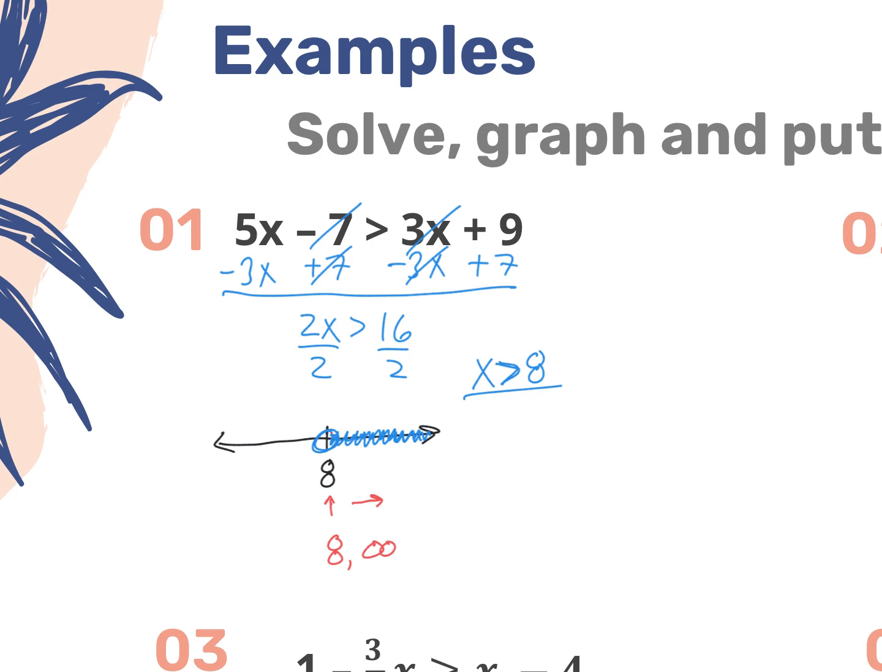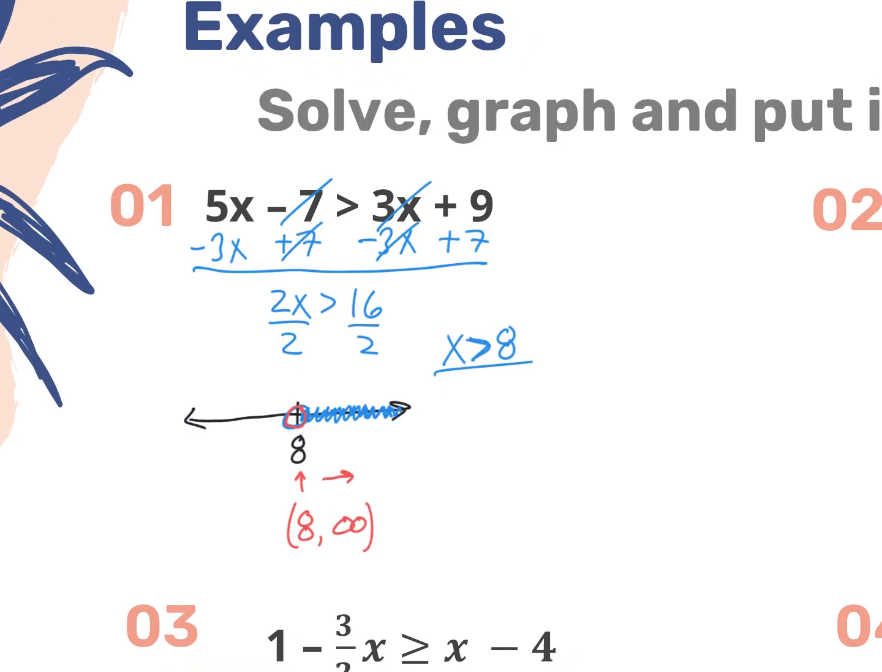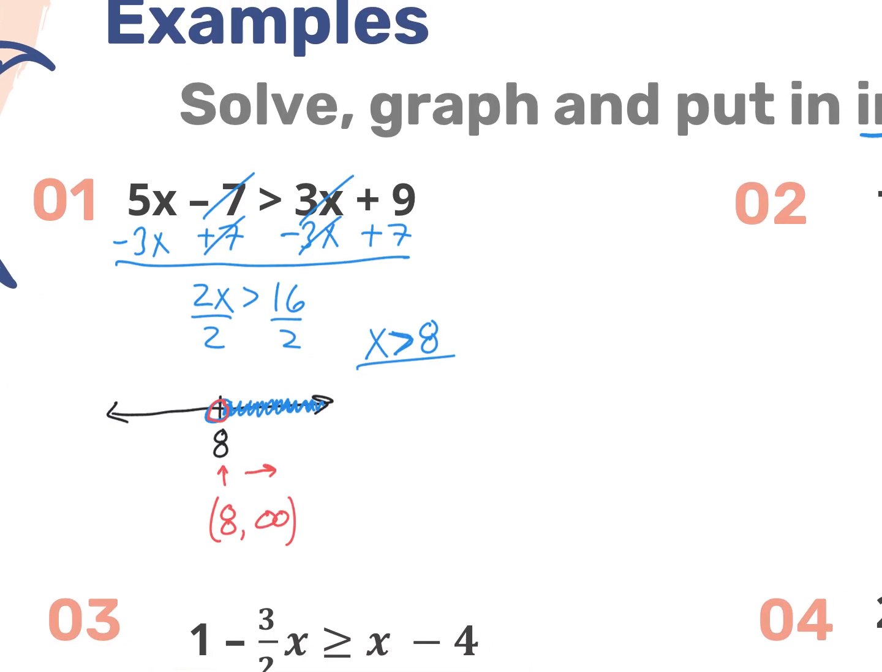Now, because there is an open circle, I would draw parentheses around the 8. And then, like I said in the previous slide, infinity is always going to have parentheses, whether it's an open or a closed circle. So it's going to look something like this as our final answer in interval notation.